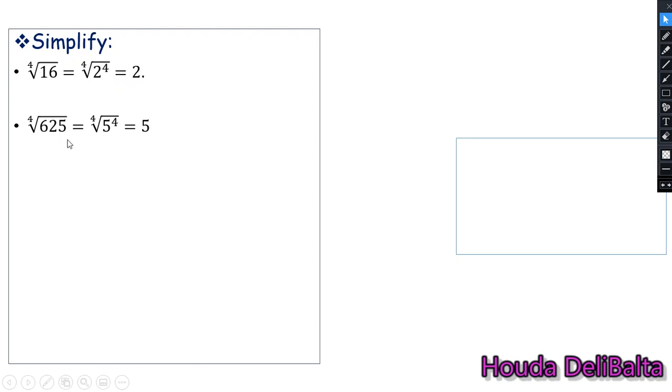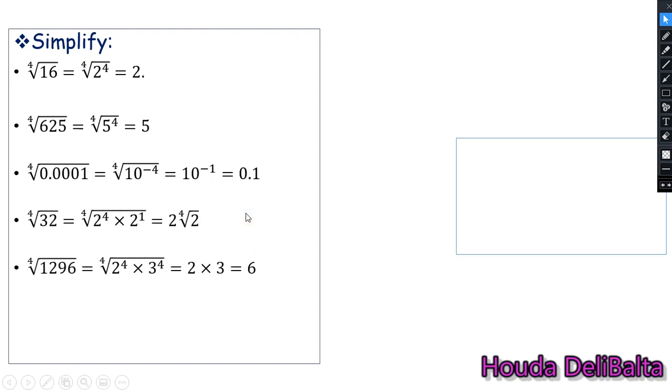Fourth root of 625 is fourth root of 5 to the power 4, which is 5. Fourth root of 0.0001 is fourth root of 10 to the power minus 4, which, when dividing minus 4 by 4, is 10 to the power minus 1. It's either 1 over 10 or 0.1.